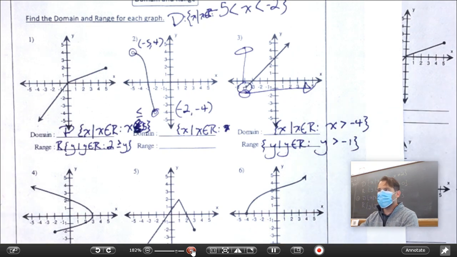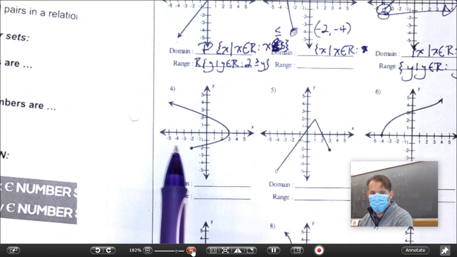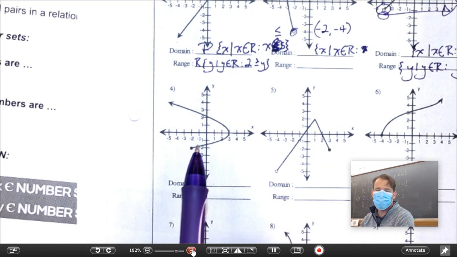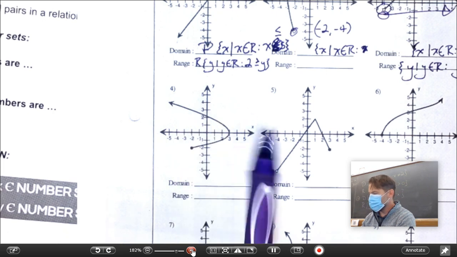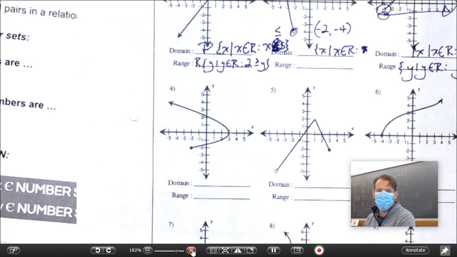Okay. So do people want to take up a couple more examples here, or do you want to get working on your own? One more example. Here, is this one a function? No, it's not. Why not? It fails the vertical line test, therefore not a function. But it still has a domain and range.